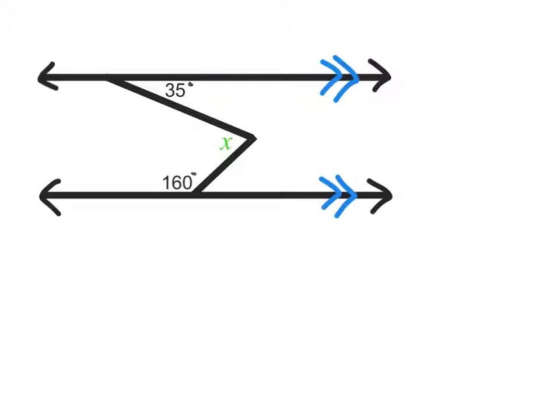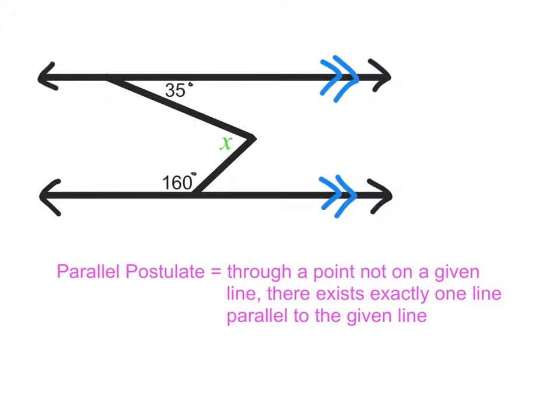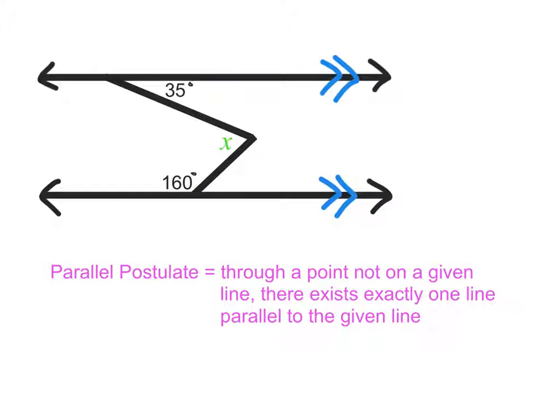The way we're going to do that is we're going to use what is called our parallel postulate. So our parallel postulate says this: through a point not on a given line, there exists exactly one line parallel to the given line. Okay, what the heck does that mean?